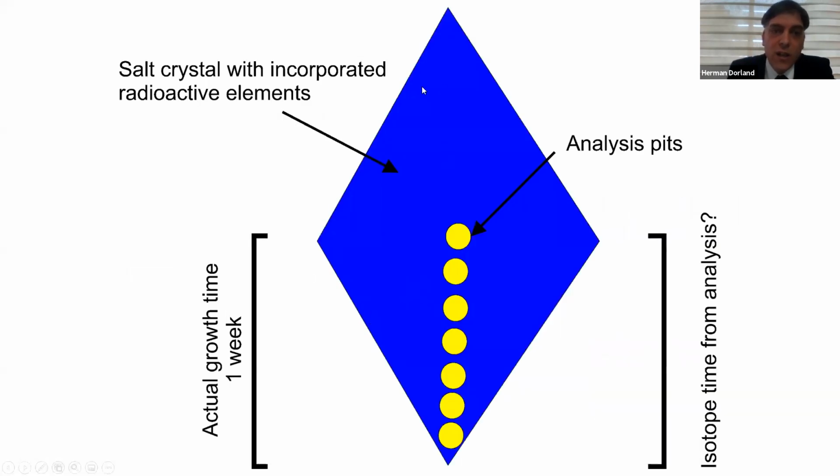We then take the crystal, and we know what the actual growth time was, say it was 1 week. We know that from the camera work. We then analyze pits in the crystal at different growth stages. So then we have the isotope time from the analysis, but we know the actual time it took, so we can compare the isotope ages to the actual age.